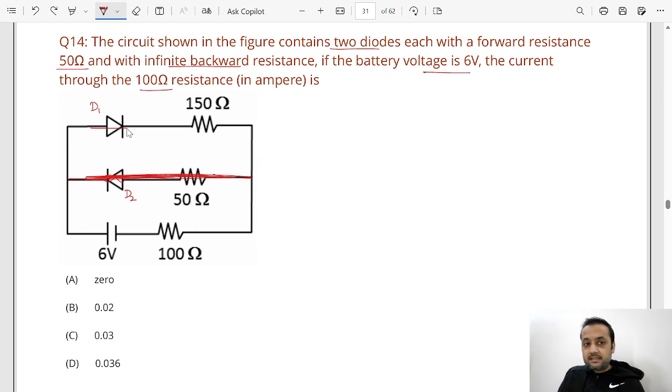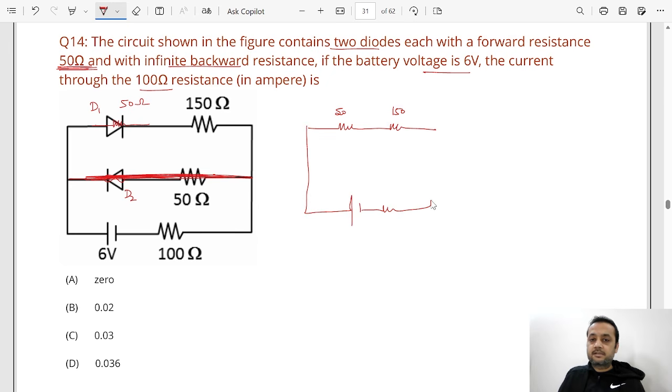And this is a forward biased diode. That means they have said that it will give you a resistor of 50 ohm. So you can replace this diode by a resistor of 50 ohm. Your effective circuit will look somewhat like this: 50 ohm, this is 150 ohm, the middle branch is broken, and this is 100 ohm.